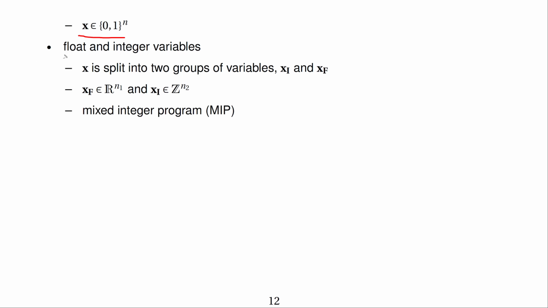A fourth option is that we have a mix of floating point and integer variables. This will be called mixed integer programming, or MIP for short. That means that x is split into two groups of variables, x_i integer and x_f float, where x_f is an element of R^n1 and x_i is an element of Z^n2. So the n variables are split into two parts. The first n1 variables are floating point and the second n2 are integer. I mean, the order doesn't really matter. That's just some arbitrary convention.